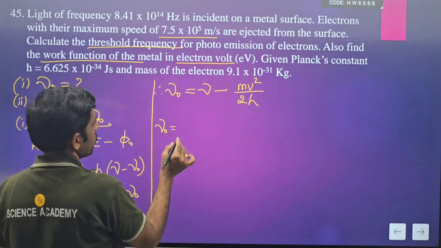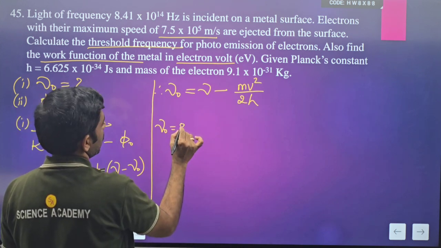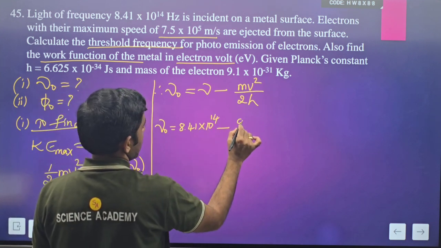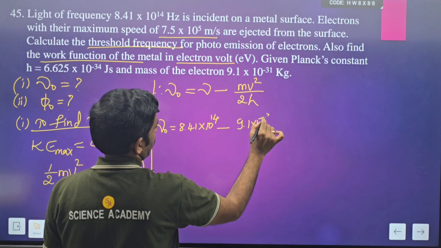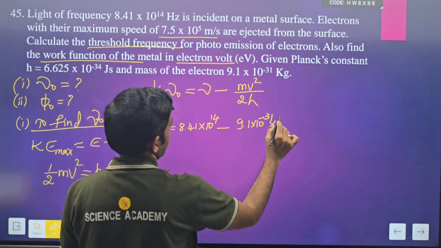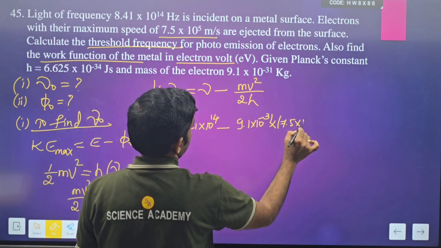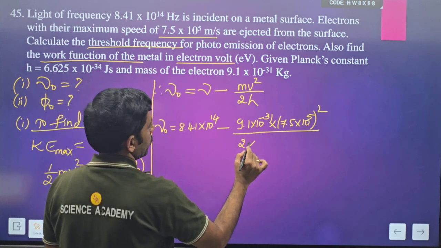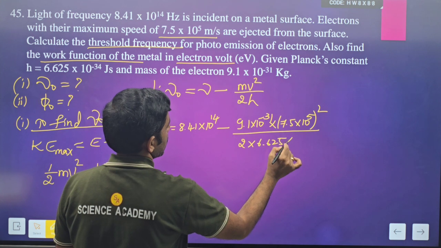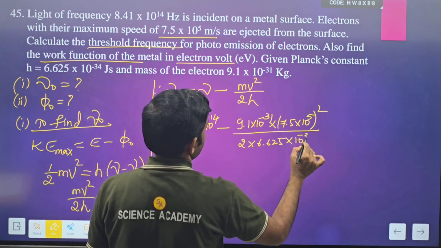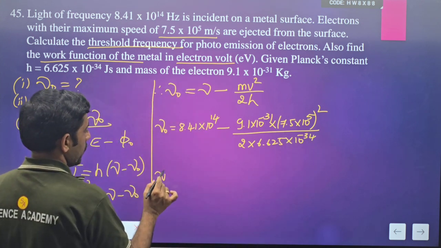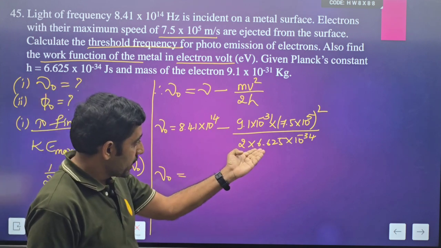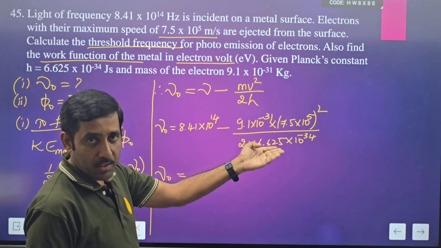Hence, nu naught is equal to, what is nu? 8.41 into 10 to the power 14 minus mass 9.1 into 10 raised to minus 31, velocity 7.5 into 10 raised to 5 whole square, divided by 2 into 6.625 into 10 raised to minus 34. If you simplify, the second term comes to nearly 3.8 into 10 to the power 13.